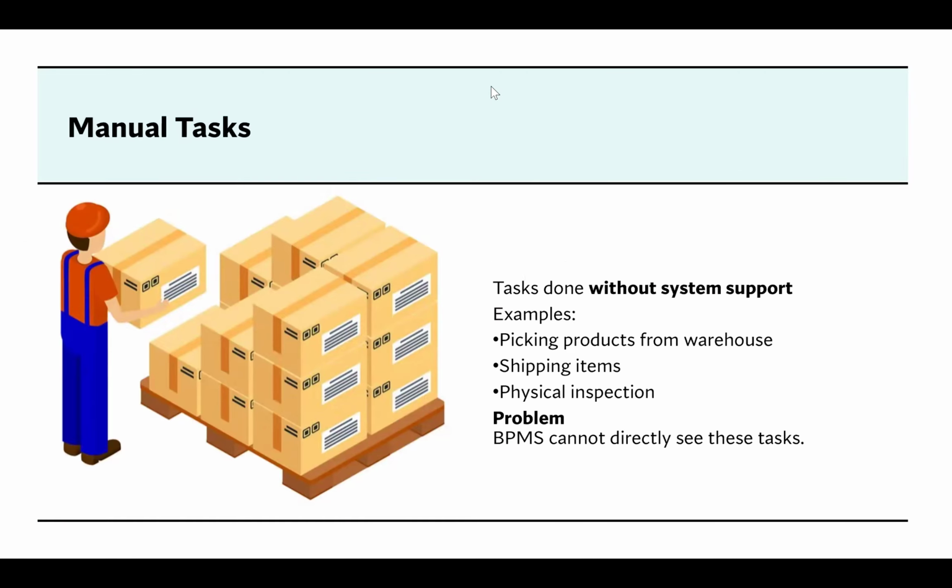Manual tasks. For example, picking products from the warehouse, shipping items, or performing physical inspections. These tasks usually require physical activities and cannot be fully automated by software. One challenge is that BPMS cannot directly address these tasks. Because of this limitation, organizations are often trying to connect manual tasks with technology to improve visibility.